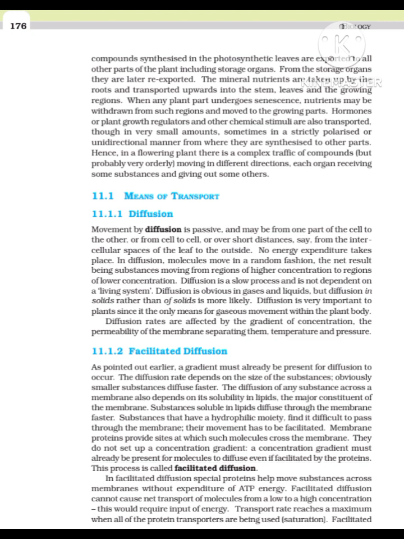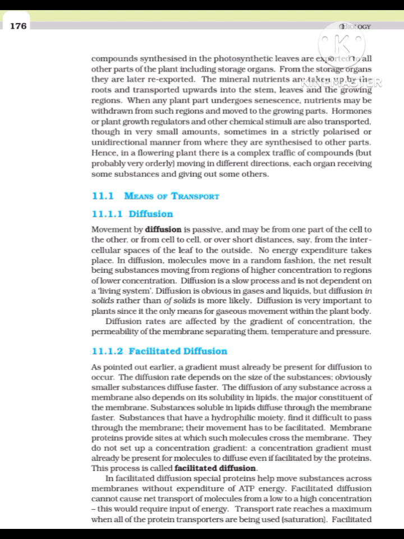Substances that have a hydrophilic moiety find it difficult to pass through the membrane; their movement has to be facilitated. Membrane proteins provide sites at which such molecules cross the membrane. They do not set up a concentration gradient. A concentration gradient must already be present for molecules to diffuse even if facilitated by the proteins. This process is called facilitated diffusion.